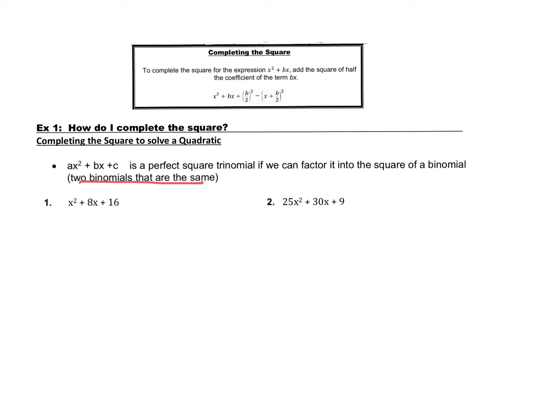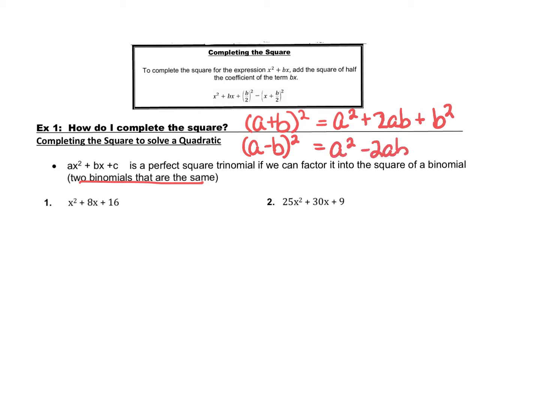Remember in chapter 9 when we found the special products of the polynomials where we had a plus b squared was equal to a squared plus 2ab plus b squared. And then we had the same thing when we had a minus b squared, that ended up being a squared minus 2ab plus b squared. All right, so let's take a look at what that kind of looks like here.